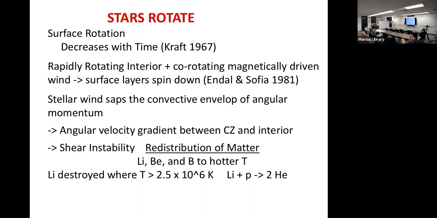The matter gets redistributed, so some of those light elements get distributed deeper into the star. And if they get to their critical temperature, poof. For lithium, it just sees a proton and poof, it becomes 2 helium atoms. Very fragile when the temperature becomes 2.5 million degrees.